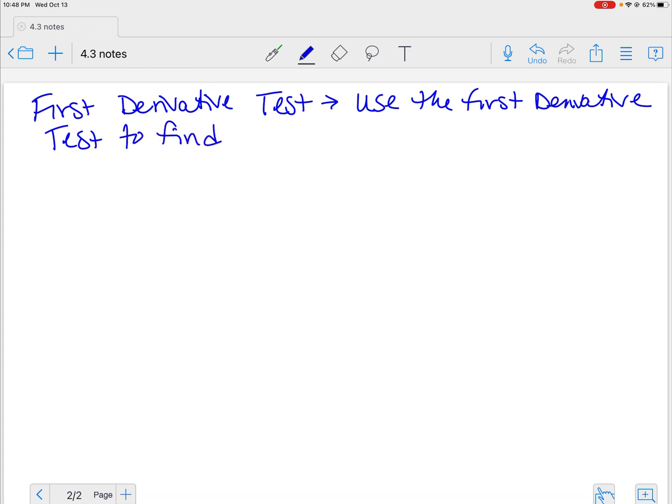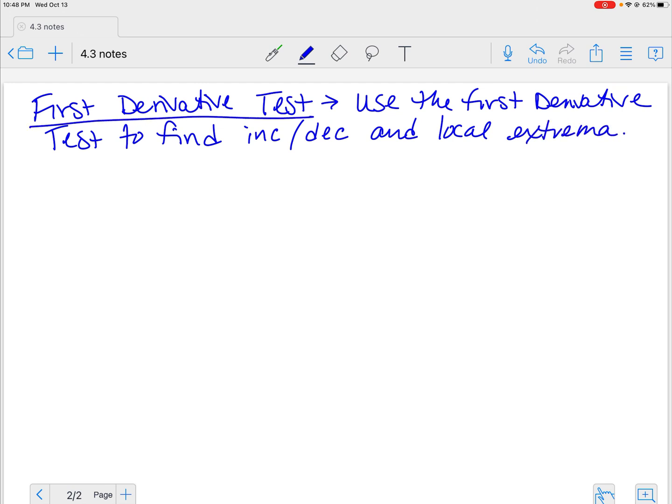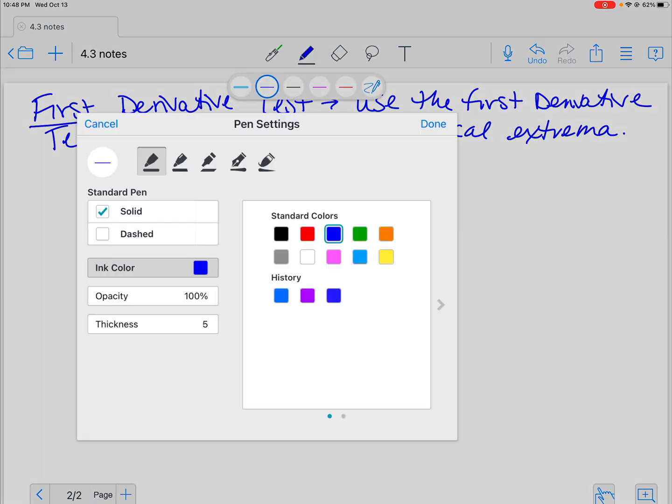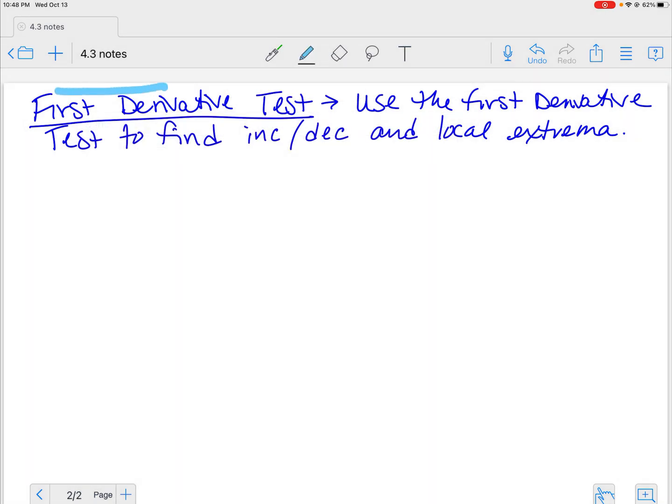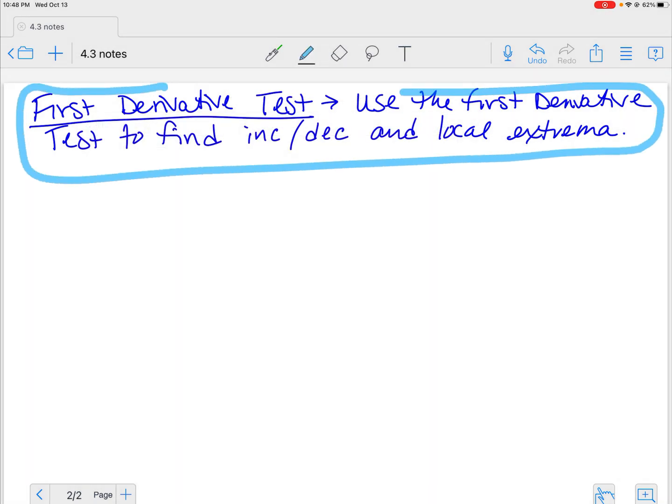To find where my graph is increasing or decreasing and the local extrema. All right, so that's what we're going to use our first derivative test for. And it's going to help us with our graphing. Okay, so let's look at example 3 here.